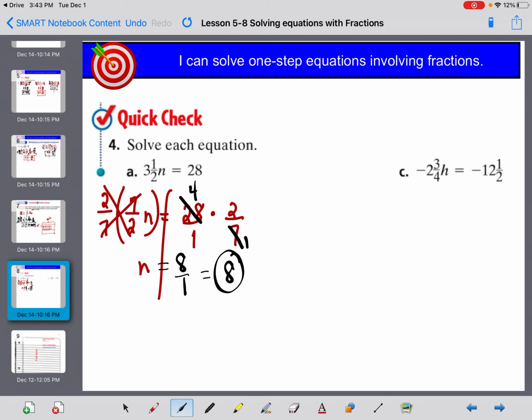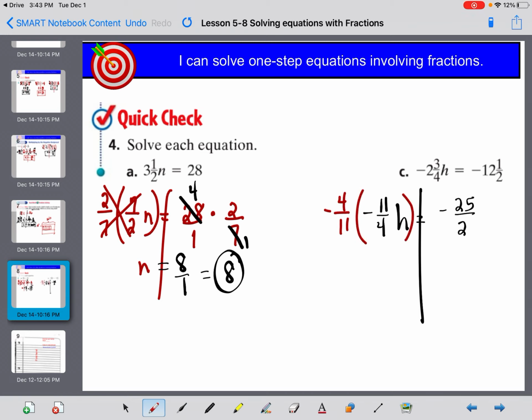The next problem, negative 11 fourths h equals negative 25 halves. I draw my line down the equal sign. Then I multiply both sides by negative 4 elevenths. Notice I just flipped it and I kept the negative. Multiply the other side by negative 4 elevenths. Let's see. 2 and 4 have a common factor of 2.